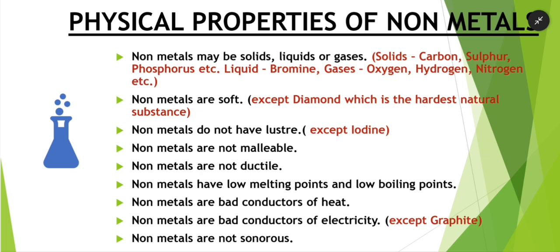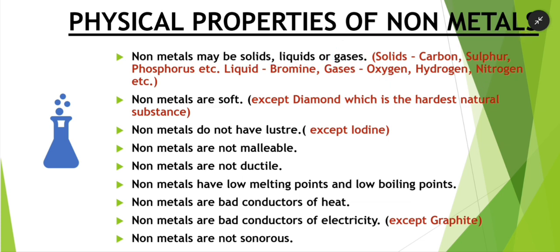The subject is chemistry. We are discussing chapter 2, metals and non-metals. In this video, we are going to discuss the physical properties of the non-metals. Non-metals exist in solid, liquid, and gaseous form. The most common form of non-metal is gaseous form, for example, oxygen, hydrogen, nitrogen, etc.